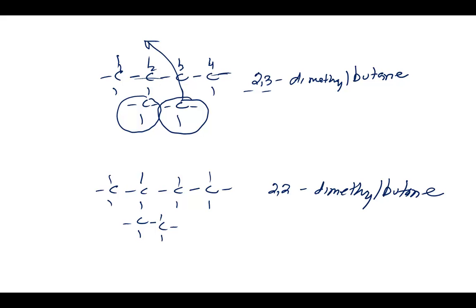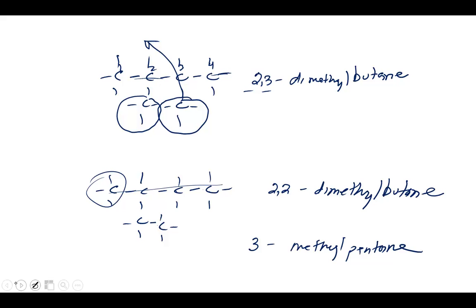But wait, this is where everybody makes a mistake. This is no longer the longest chain across here. The longest chain starts 1, 2, 3, 4, 5. So this is not a butane, this is a pentane. And then we look and see where this methyl group is attached. It's attached on the 3rd carbon. So this is 3-methyl pentane. I tried to cheat there and just connect it up. 3-methyl pentane.